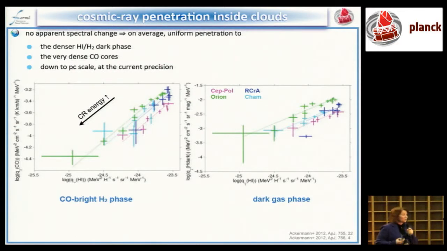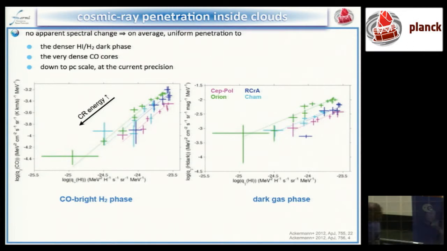So another point for you to take away, because it's very important in terms of tracing gas mass, is that if you look at the emissivity that comes from other phases than the H1, here you see the gamma ray emissivity in the CO phase versus the H1, or in the dark phase versus the H1, you see linear scaling everywhere, which means that the cosmic ray spectrum we derive in those phases is pretty much the same as the one we have in the atomic phase.